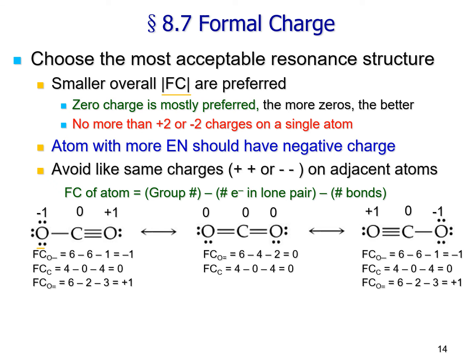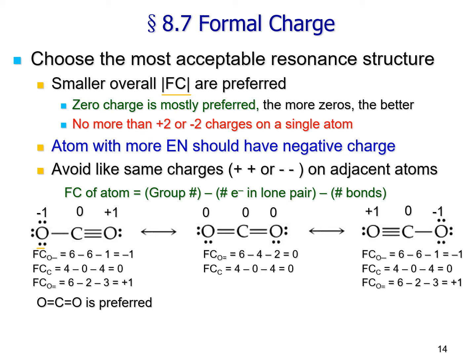When we pick the most acceptable resonance structure, we need to avoid the same charge on adjacent atoms. For example, ++ on 2 neighboring bonding atoms, or 2 negative charges on bonding atoms. The reason for that is if you have the same charge, they're going to repel each other. There will be no covalent bond in this way. With these 3 criteria, the most important one will be the more zeros, the better. The carbon with the double bond is preferred. That one should be the most acceptable resonance structure.